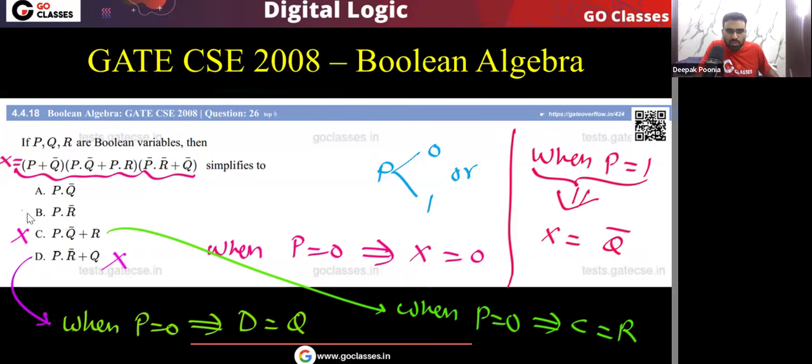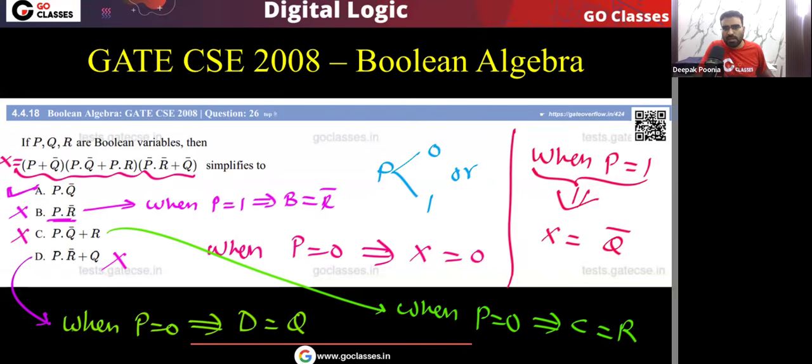Now you see which option is gone. When P is equal to 1, then actually option B is gone, because in option B, you can notice that when P is 1, then option B will be R bar. Yes or no? When P equal to 1, option B actually will be equal to R bar. So that is the reason option A is the correct answer.